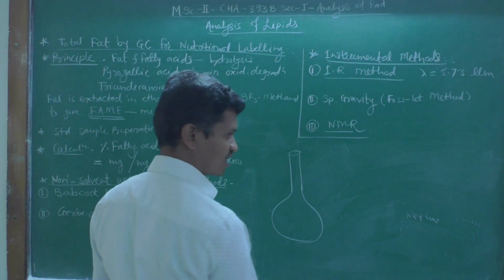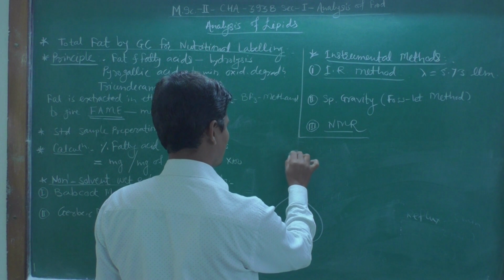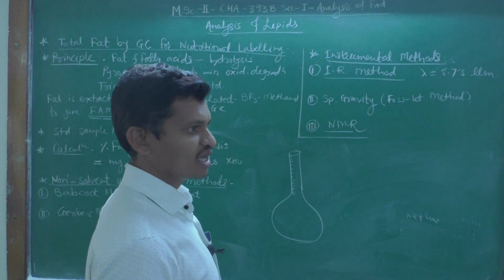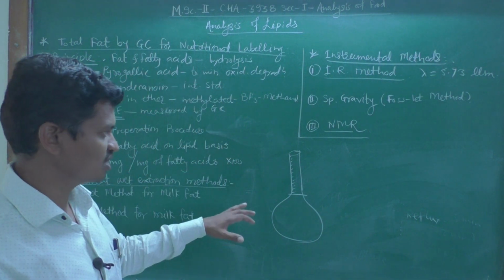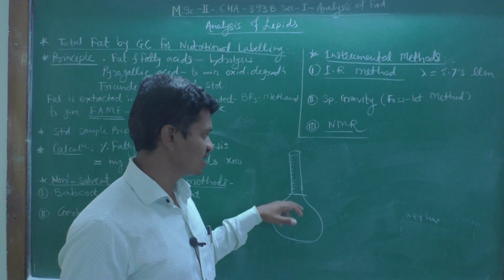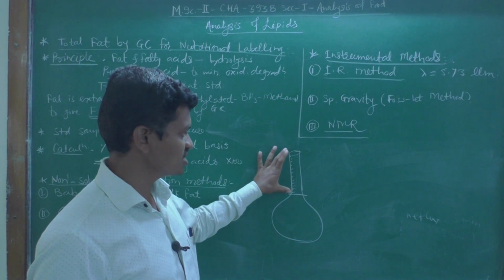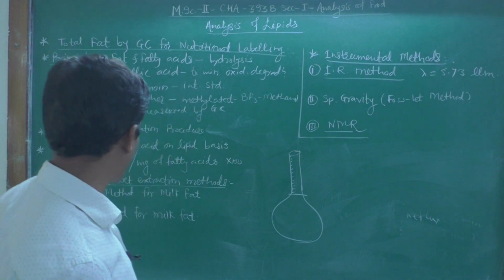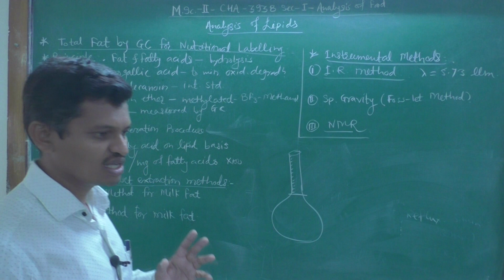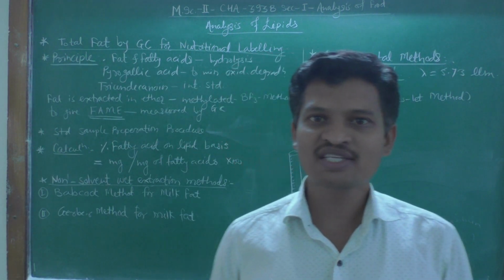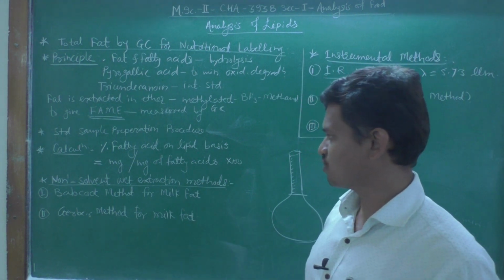The Babcock apparatus is like a volumetric flask or a standard flask, but the neck has a marking. We can measure the volume of the solution kept in the apparatus by reading this marking on the neck. This method is particularly used for the analysis of fat present in milk samples. So this is a special method for milk fat.